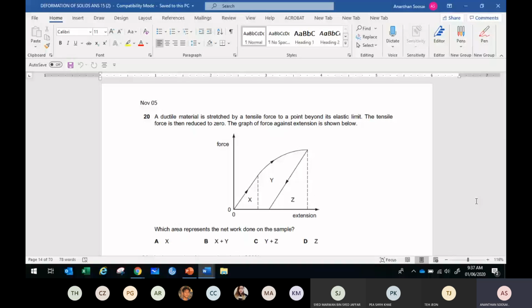I never use the term net work done. The net work done is the energy stored minus the energy recovered. So energy stored is X, Y, Z. Energy recovered, of course, is Z. So energy stored minus energy recovered is the net work done. So X plus Y, no doubt about that. So the answer is B. All of you gave me B. Good. Another name for the energy trapped is net work done.